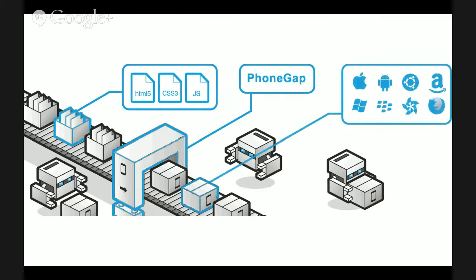PhoneGap version 3.4 supported platforms are Android, iOS, Amazon Fire OS, BlackBerry 10, Firefox OS, Ubuntu, Windows 7 and 8, and Tizen.